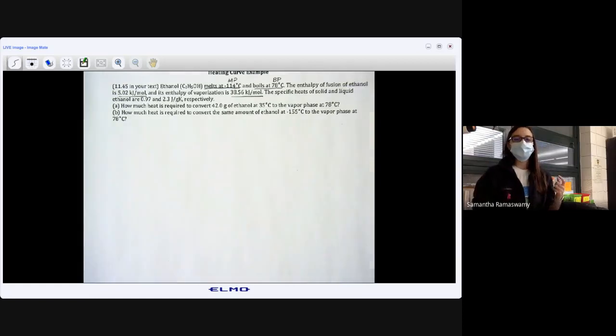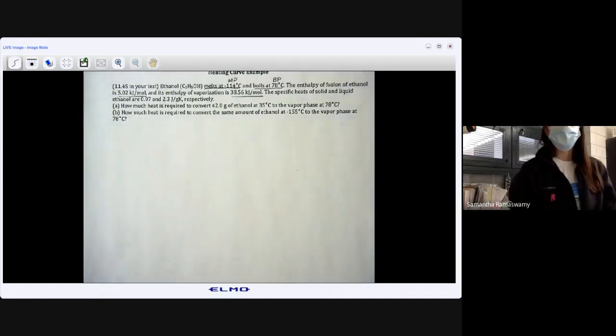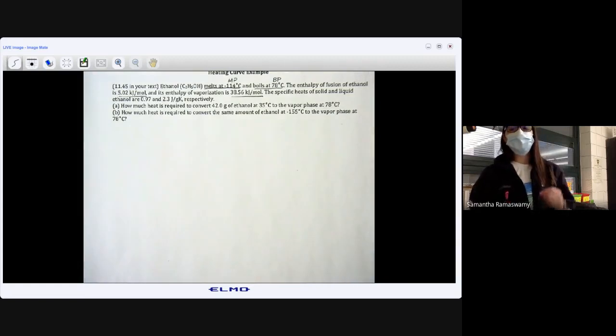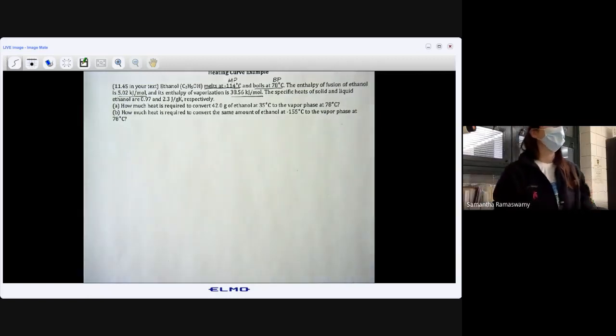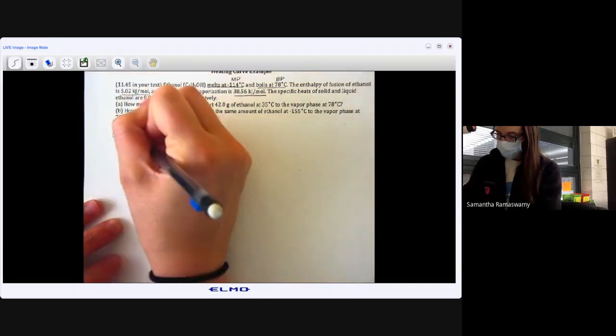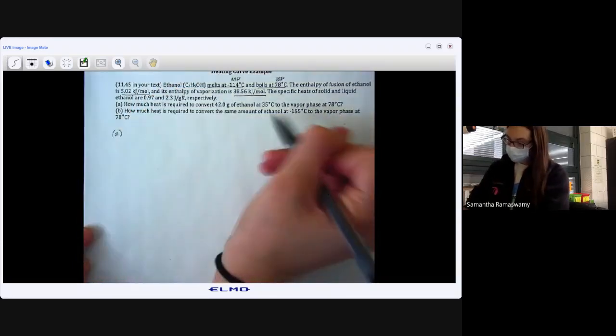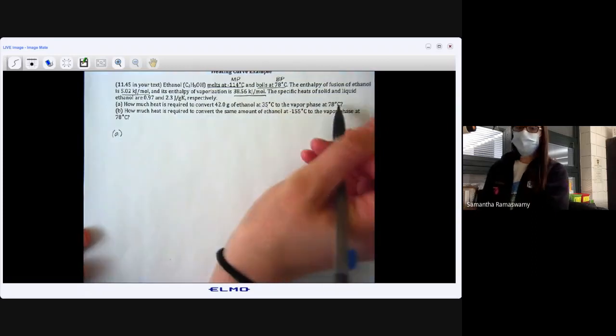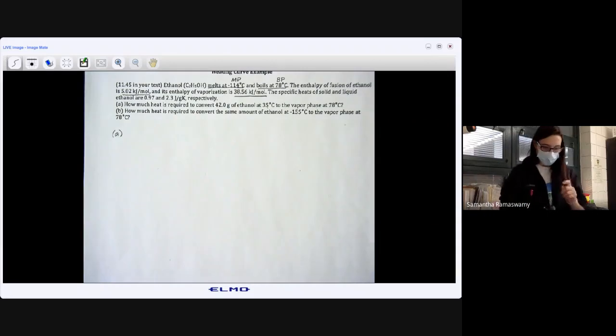Part A says: how much heat is required to convert 42 grams of ethanol at 35 degrees Celsius to the vapor phase at 78 degrees Celsius? Before in thermochem, we said we have a mass, we have a specific heat, and we could find a delta T. But here's the difference with this question: it wants us to start with the liquid and go completely to the gas. When you undergo a phase change, you have to draw the heating curve.